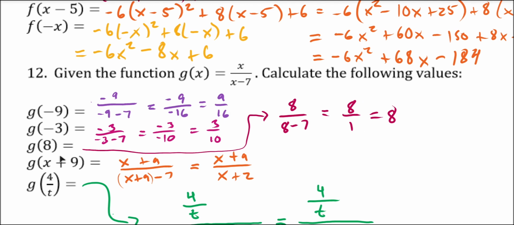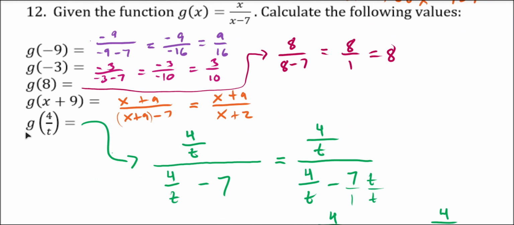That's just 8. And now, plugging in this expression, this function itself, x plus 9, into the function g of x, we get x plus 9 over x plus 9 minus 7. Simplifying, we get x plus 9 over x plus 2. That can't be simplified anymore, and so this is where we would stop. For the last one, we're going to plug in 4 over t everywhere that we see an x. And that's what I've done here. This is fine. This is correct.